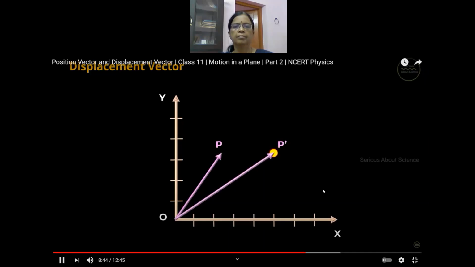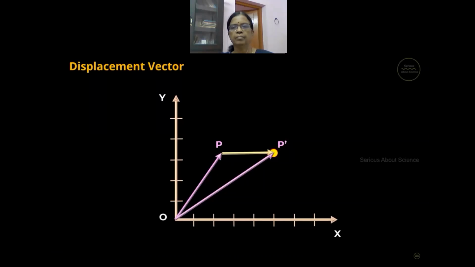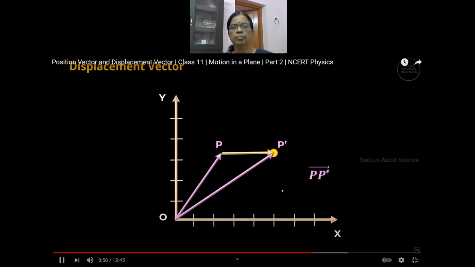Now here the displacement vector is given by joining the initial position and final position. That is, if I draw a vector such that it starts from P and ends at P dash, that is our displacement vector. So here the displacement vector is given as vector PP dash. And we can easily find this vector by taking the difference of final point minus initial point. Or if we need the magnitude, we can just take the modulus of this vector.